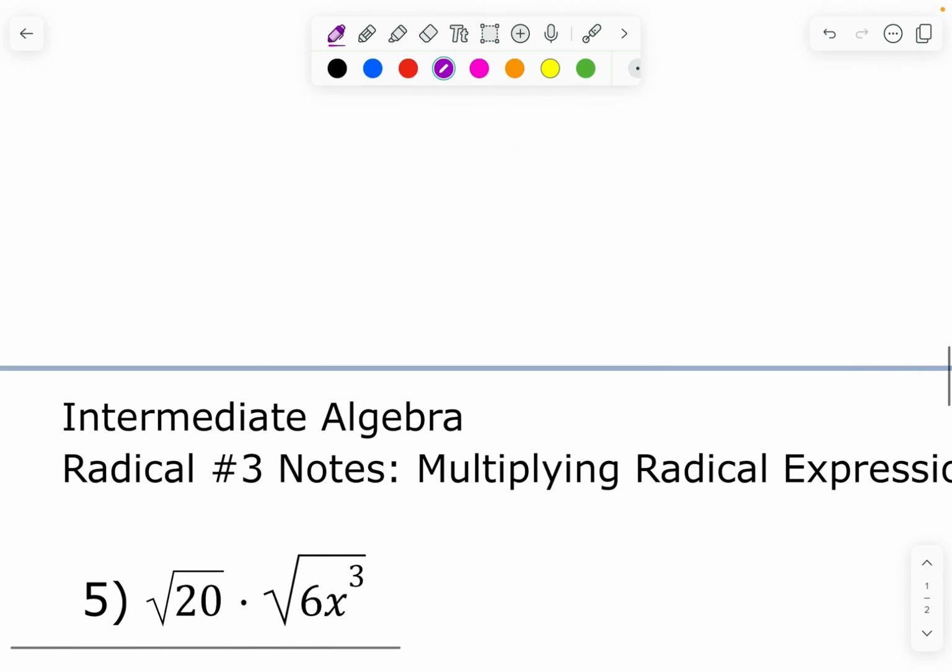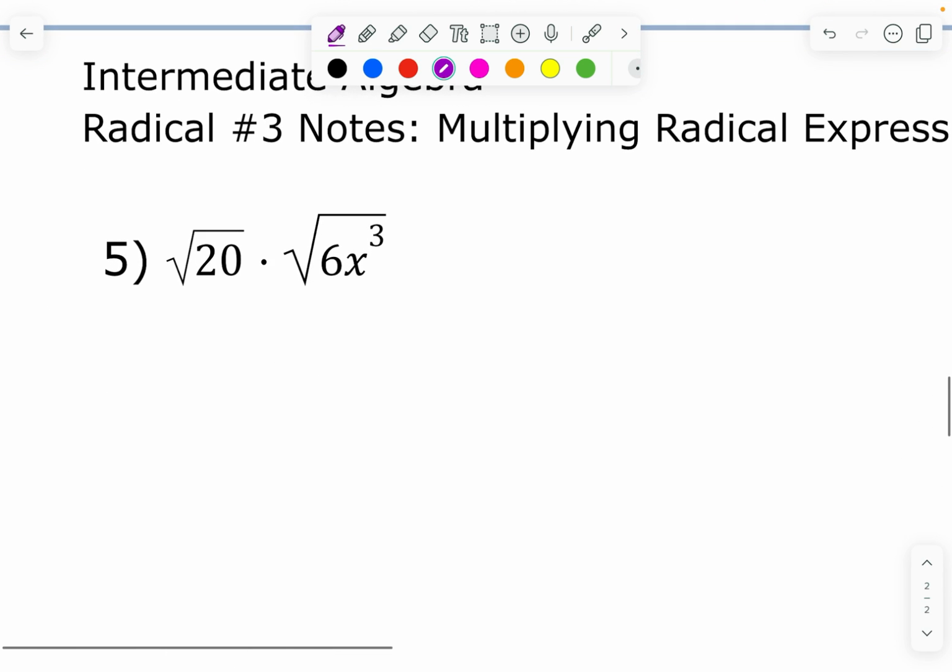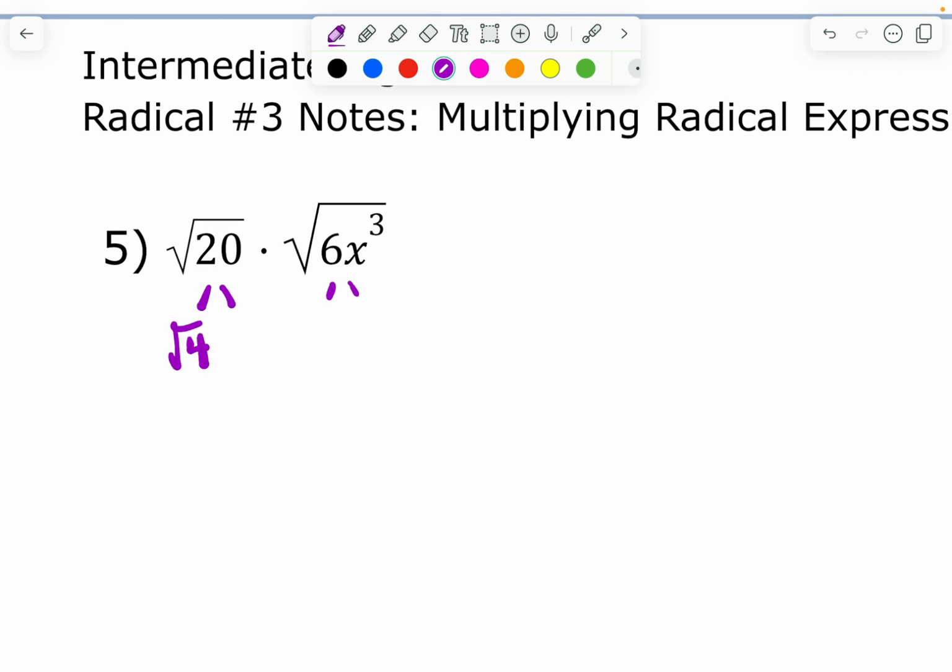Let's flip it over. Let's get a little bit tougher here now. Let's throw some letters in there. Okay, still the same process though. So we're going to simplify first. So I simplify underneath, and I'm going to simplify underneath. Well, I know that 20 can be square root of 4 and square root of 5, which I know then is going to be written as 2 square root of 5.